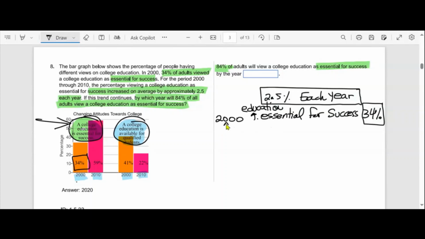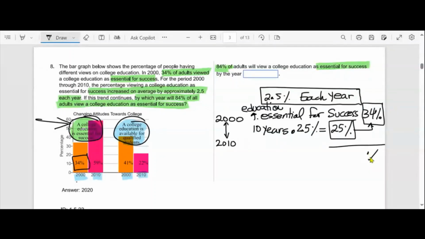So from 2000 to 2010, that's how many years? 10 years. So 10 years from here to here. Each year, how much? 2.5. People change their view 2.5. So after 10 years, that's how much? 25%. Right? So 25% plus what? 34%. How much did it give you? Which gives us 59%. And that's correct, you see? You see 2010, yes.